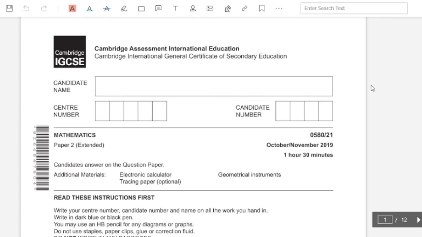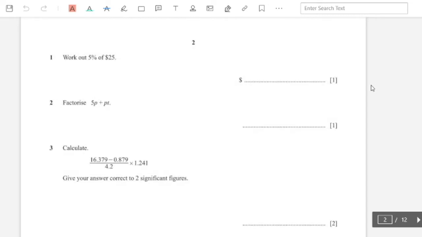Today I'm going to be solving Paper 2 Variant 1 October-November 2019 0580 Mathematics. Starting with question number 1.